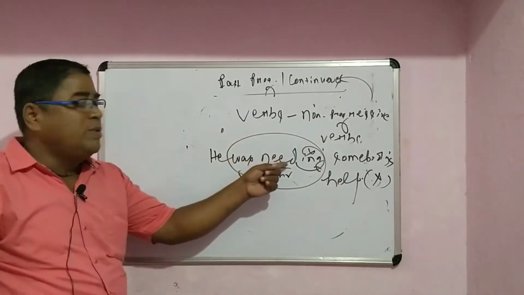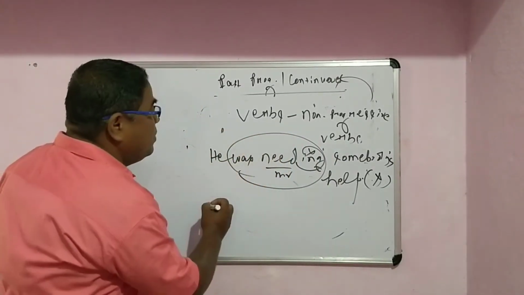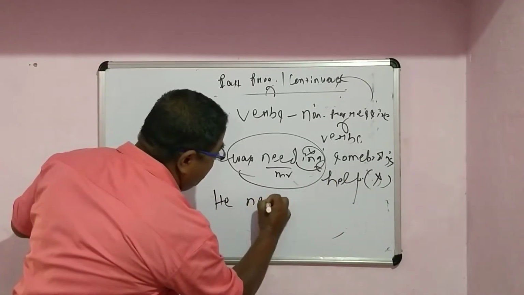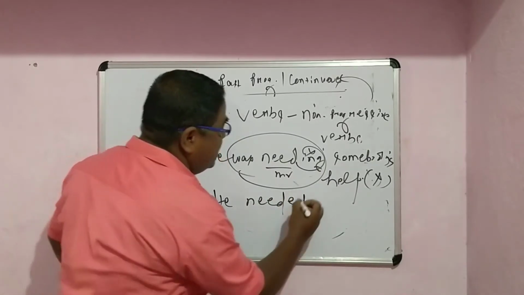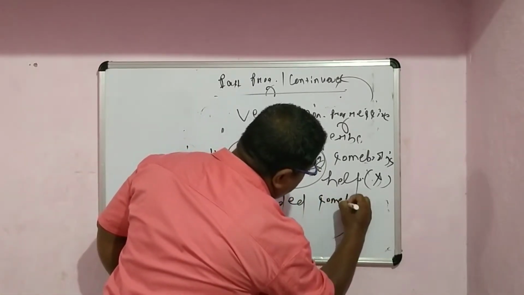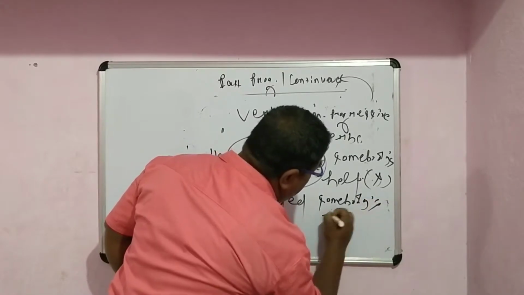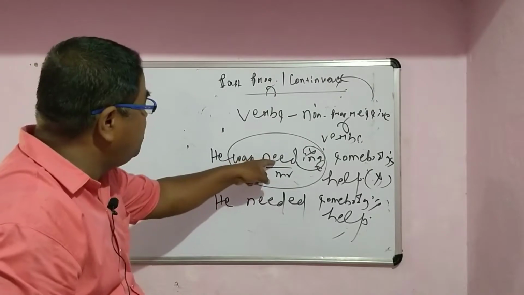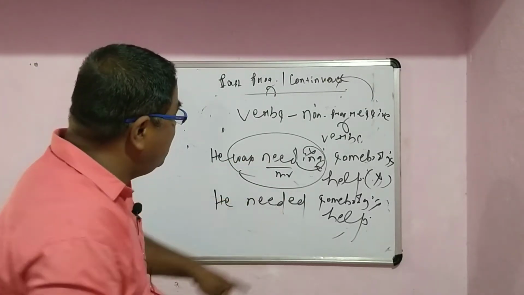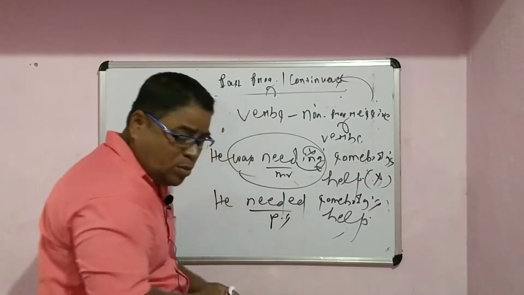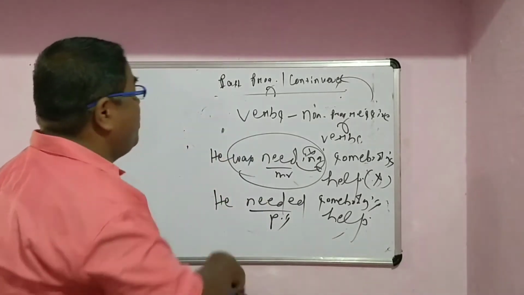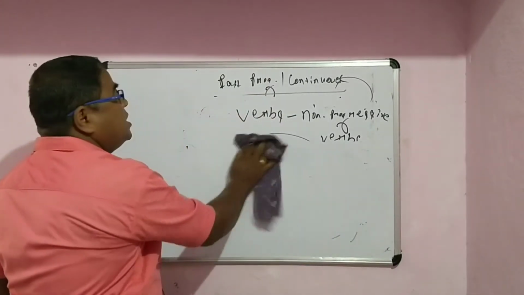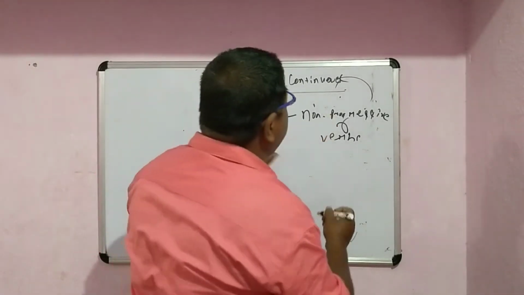That means "was needing" should be replaced by past simple. What will be the past simple, and how can the incorrect sentence be made correct? The answer is, "He needed somebody's help", not needing. The answer is correct, because need never takes ing. That is why this past progressive should be replaced by the past simple, that is, needed. So there are lots of verbs whose past progressive forms should be changed into simple past form, because these verbs never take ing.